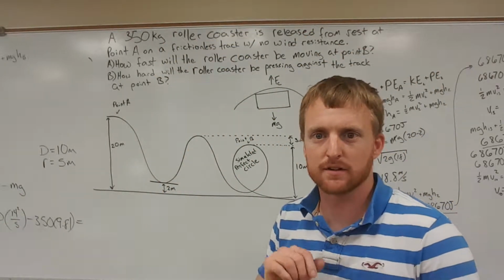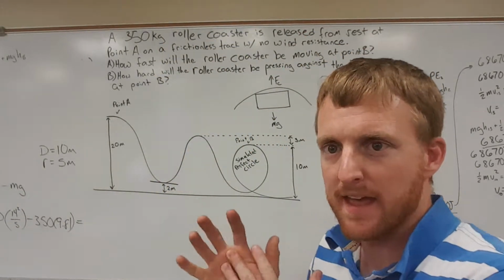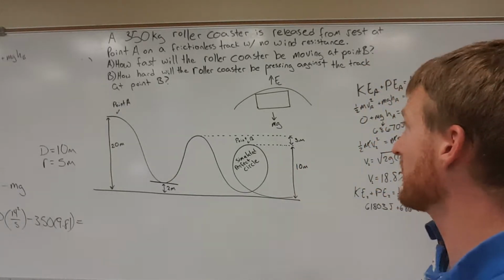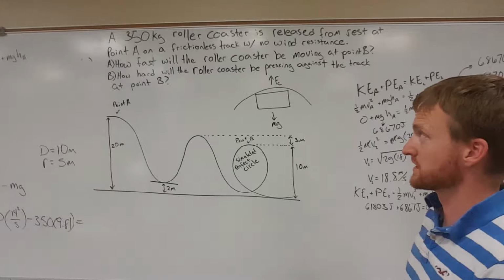All right, we're going to solve a physics problem here. A 350 kilogram roller coaster is released from rest at point A on a frictionless track with no wind resistance.